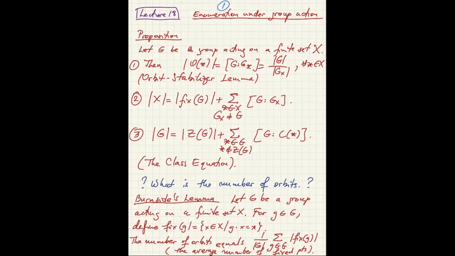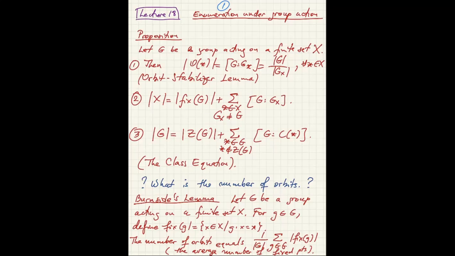And in the case of a group acting on itself by conjugation, so when X is G and the action is conjugation, we obtain, as a consequence of 2, the result 3, which states that the cardinality of the group equals the cardinality of its center, the center consisting of all the elements that commute with every element of the group, plus the summation over all x in G not in the center of the index of the centralizer of x in G. The centralizer of x consists of all the elements g that commute with x. Okay, so this is commonly known as the class equation. In the previous lecture, we gave some applications of this result.